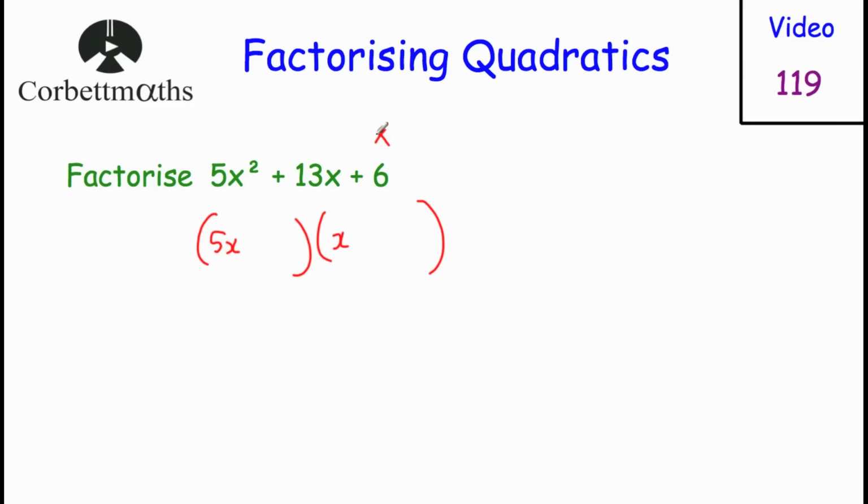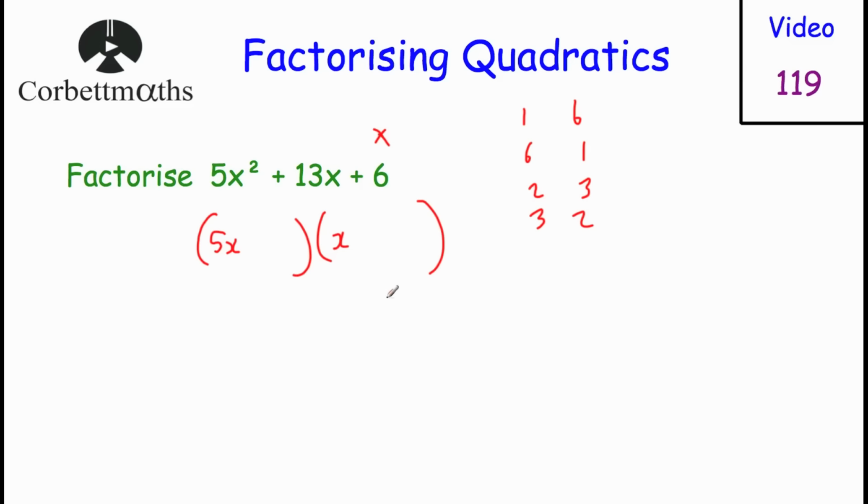So they'll times together to give us this number on the end. So we know that we're looking for two numbers which will times together to be equal to 6 to go at the end of both brackets. Now they could be 1 and 6. They could be 6 and 1. It could be 2 and 3 or 3 and 2.